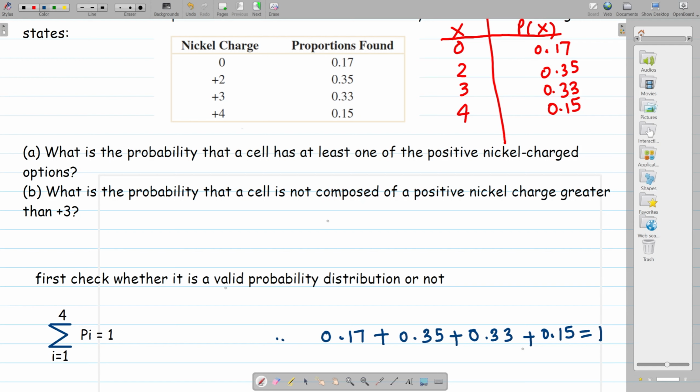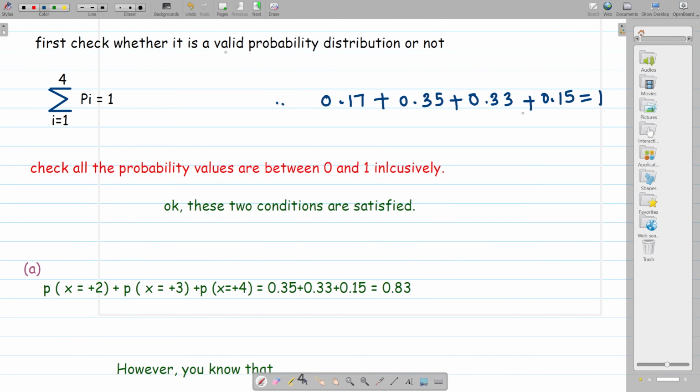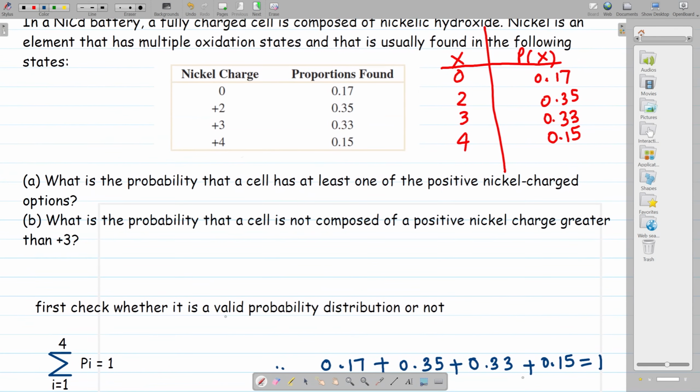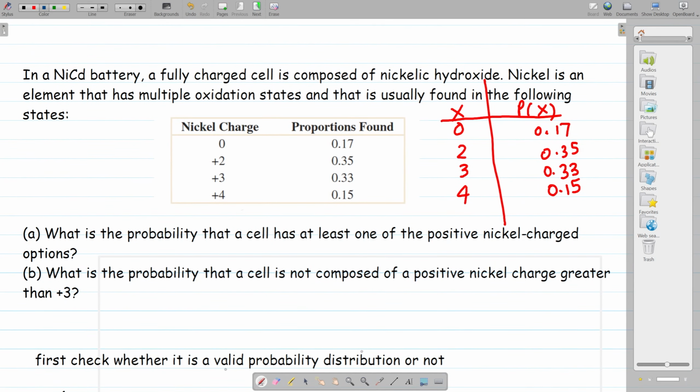Next, each probability value for a particular x should be between 0 and 1 inclusively, right? Shall we check that one? Look at here. The probability value for x equal to 0 is 0.17. That is between 0 and 1, right? This is also between 0 and 1, and this too. So the second condition is also satisfied. Now we are good to go to part A.